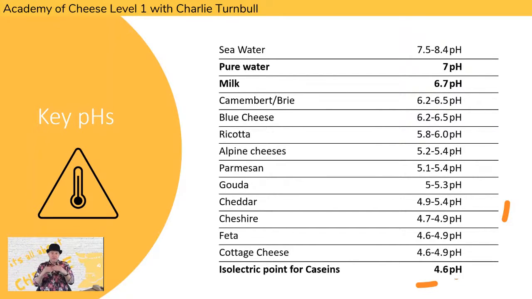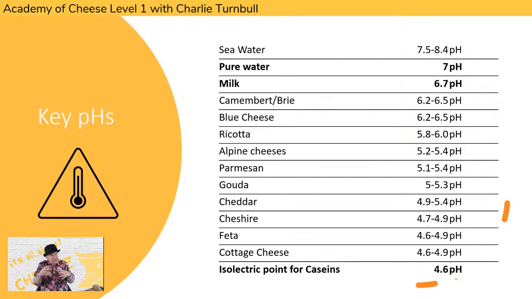Now, if we look at these other cheeses, let's go right to the bottom at 4.6 pH. This is a magic number and you need to remember it, okay? 4.6 pH. Why is that important? It's called the isoelectric point for caseins, and it's where all the caseins will magically drop out of milk.